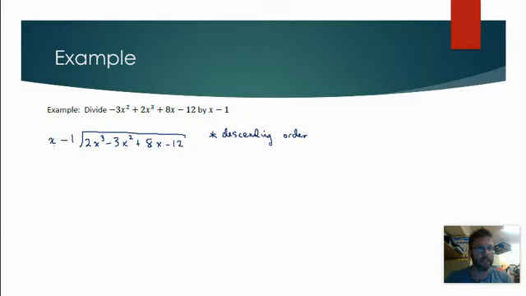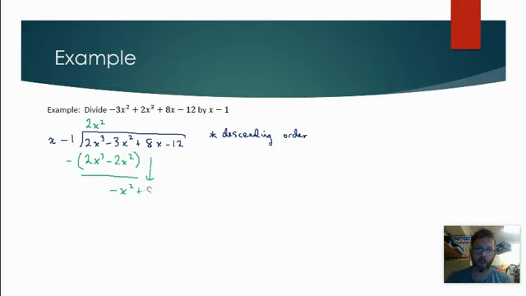So look at the leading terms. x goes into 2x cubed, 2x squared times. 2x squared times x is 2x cubed, and 2x squared times negative 1, negative 2x squared. Okay, now subtract. We have to be careful. We're subtracting two polynomials here. 2x cubed minus 2x cubed is 0. Negative 3x squared subtract negative 2x squared is negative 1x squared.